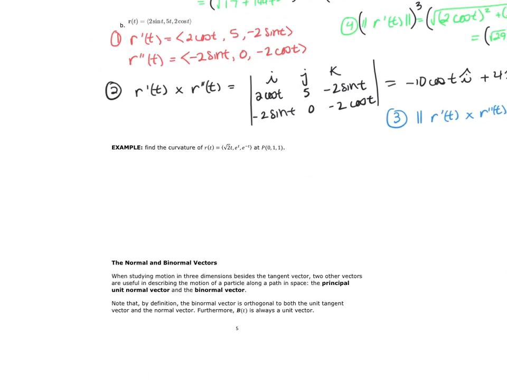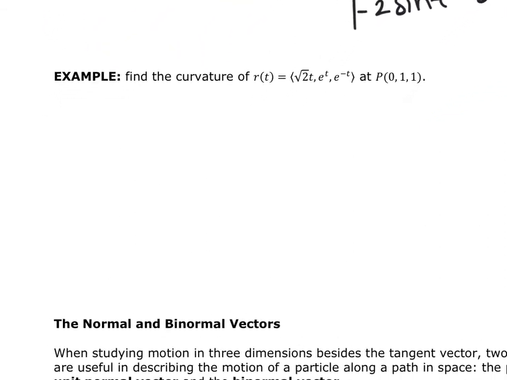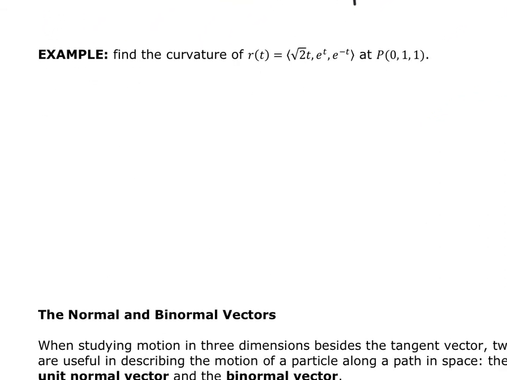Okay, now this one I want to know the curvature at a particular point. So I've got to figure out what t value is going to give me that point, and that point has to be on the curve. So what I know is that the square root of 2t has to equal 0. These have to be equivalent. I have e to the t has to equal 1. These two have to be equivalent. And I have e raised to the negative t has to equal 1, because these have to be equivalent.